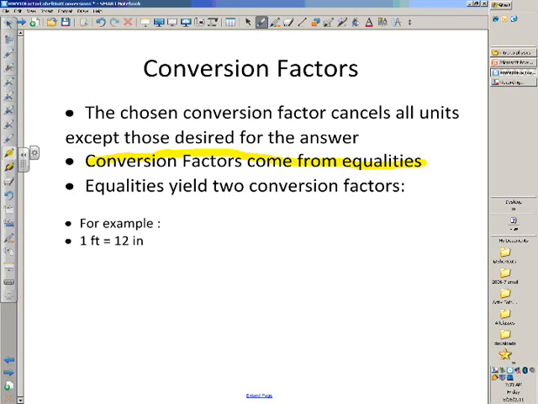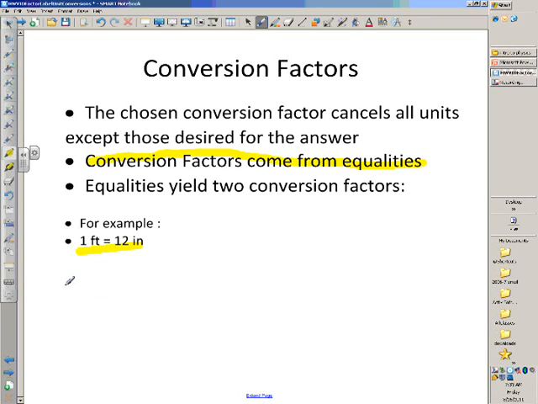Something important to remember. Conversion factors come from equalities, which means that the two parts of the conversion factor are equal. The top and the bottom have to be an equal amount of distance, an equal amount of mass, an equal amount of force, whatever it might be. That means that every equality can yield two conversion factors. For example, we know that 1 foot is equal to 12 inches. That can give us two conversion factors.